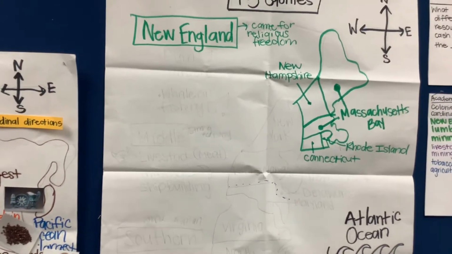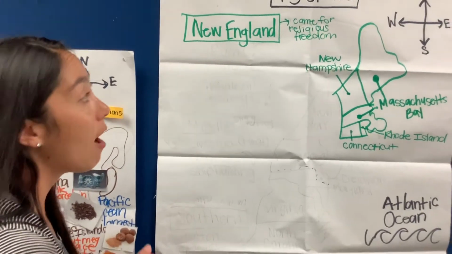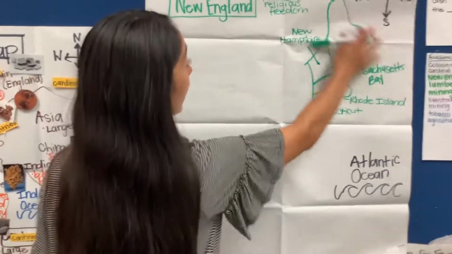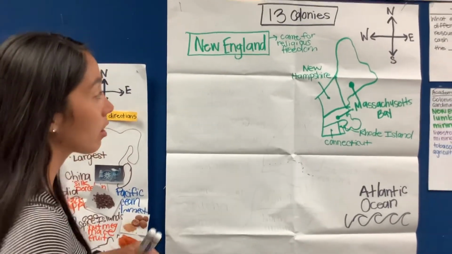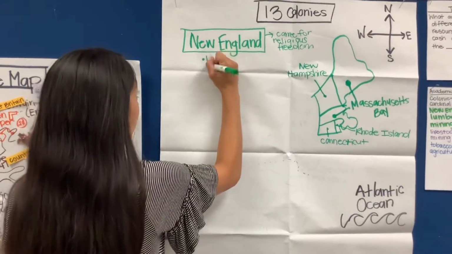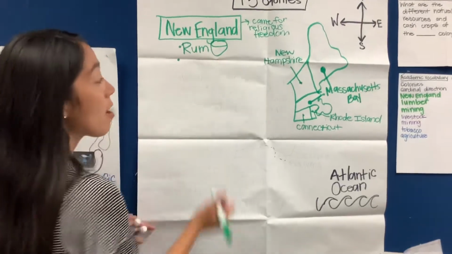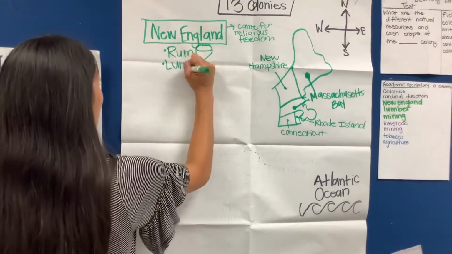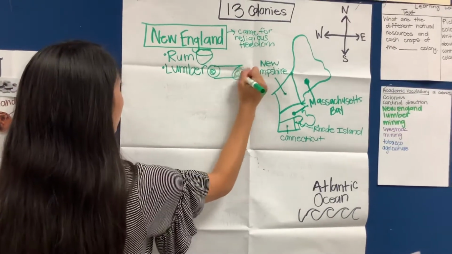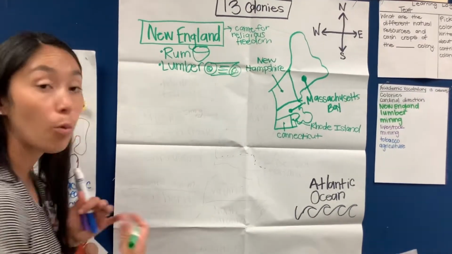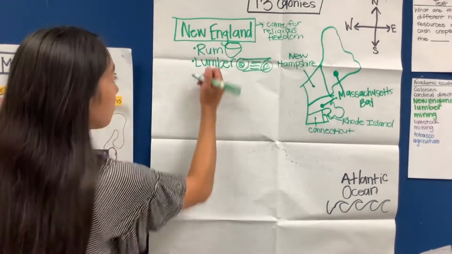Now, there were many different resources in each of these groups of colonies. The New England colonies specialized in and produced rum. Say that with me. Rum. They also had lumber. Say that with me. Lumber. And lumber is the wood of a tree. So when you're cutting down a tree, you have lumber from the wood.